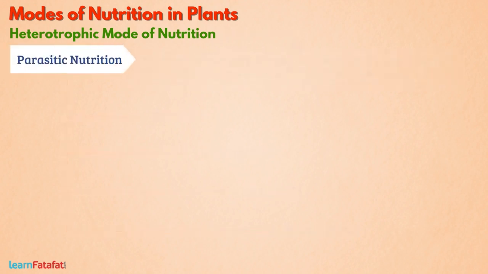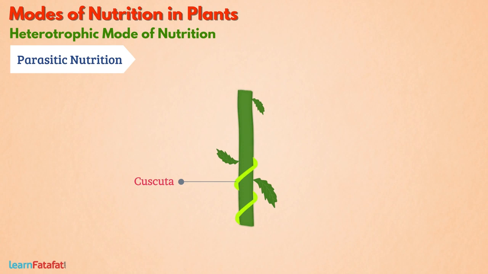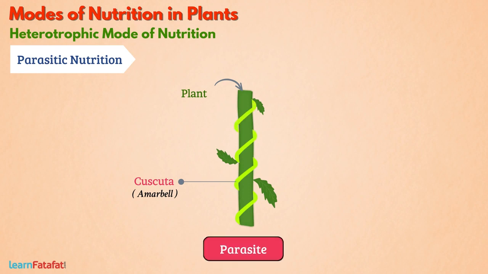Parasitic nutrition. Some plants like Cuscuta, locally called amarpel, grow over other plants and obtain nutrients from them. Such a plant is called a parasite. And the plant over which it grows and obtains nutrients is called the host.